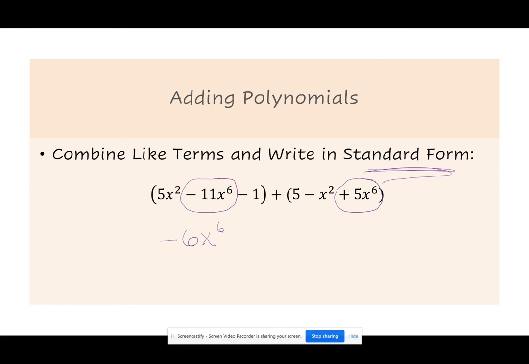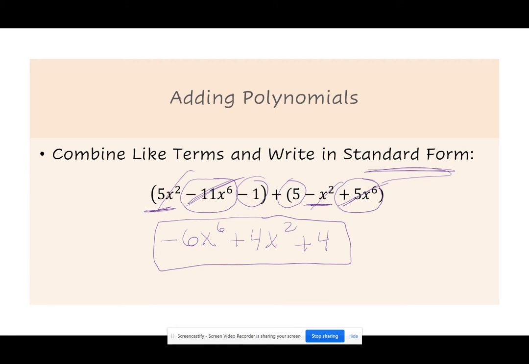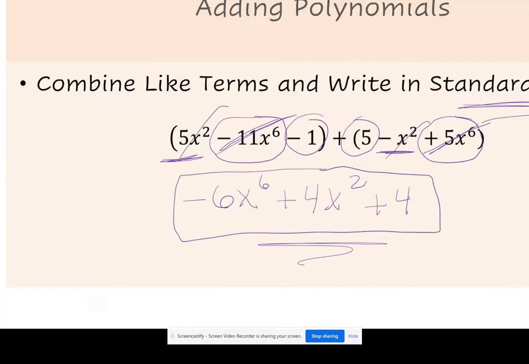And this is using our same exponent rules that we don't change the variables and exponents. So I always like to just cross them off after I use them. Then we have 5x squared minus x squared gives us positive 4x squared. Cross them off. And we just have negative 1 plus 5 gives us plus 4. This is written from highest exponent down to the constant. If you guys write it out first in a different order, that's fine. Just rewrite it, rearrange it like this in the end.